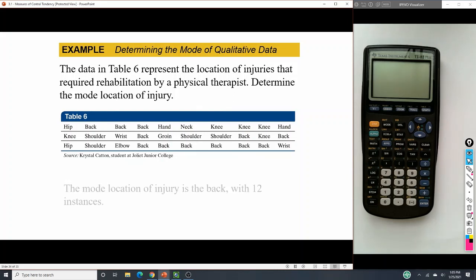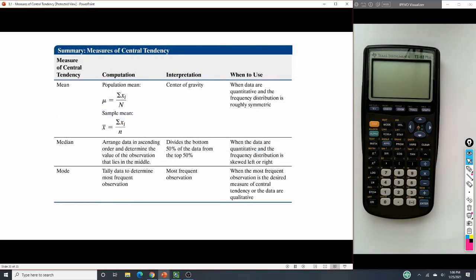All right, so here we have some injuries. The mode is in the back at 12. All right, so we're just breaking down those pieces and look at it. Here's kind of a summary of all of those things, kind of giving you when to use and all of those pieces, so you can always look back at those and see what's happening there. All right, so that's all that you should need to know for 3.1.